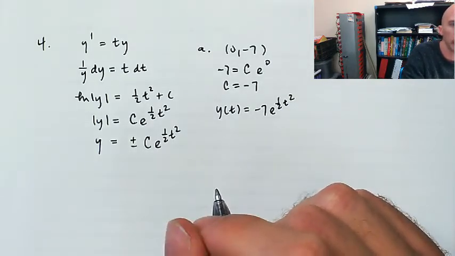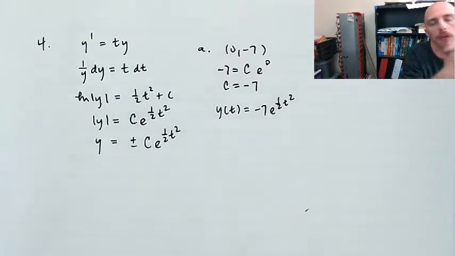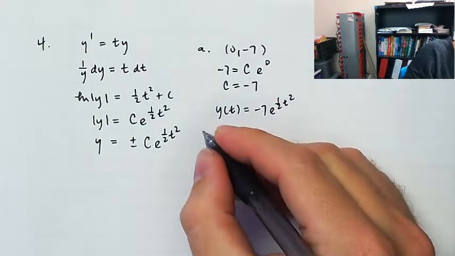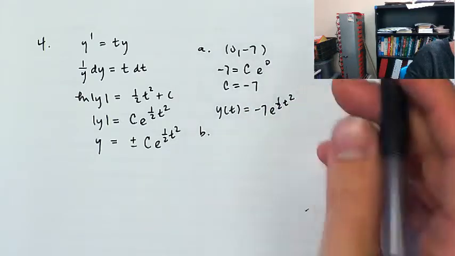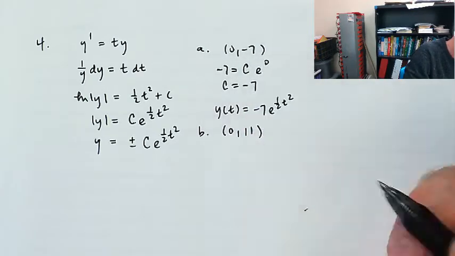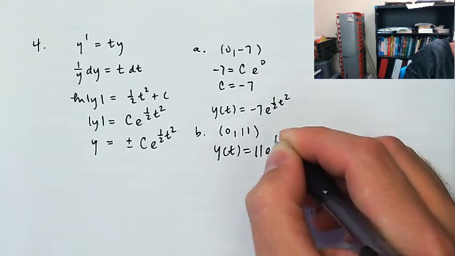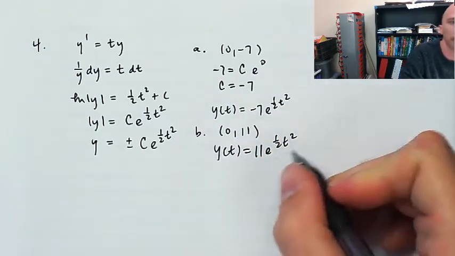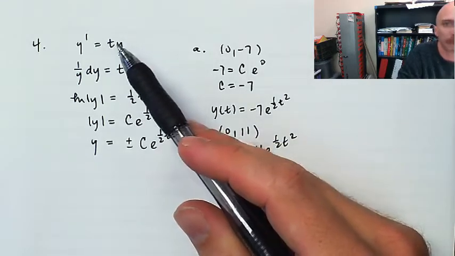Okay. And hold on, I thought I had something else to say about that. In part B, we're going to look for the particular solution that passes through (0, 11), and we can see that's going to play out the same. C is going to be 11, so it's going to be y of t equals 11 e to the 1/2 t squared.